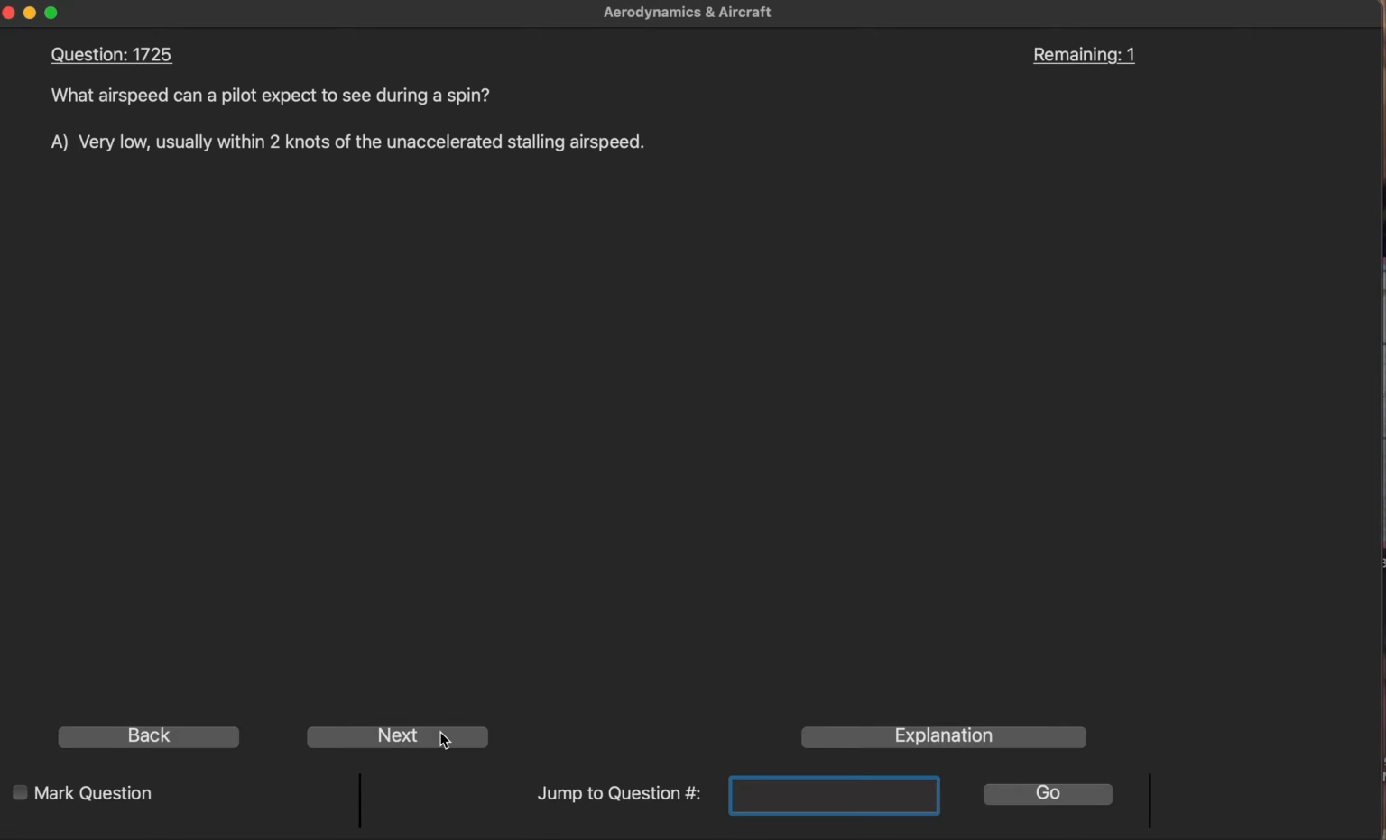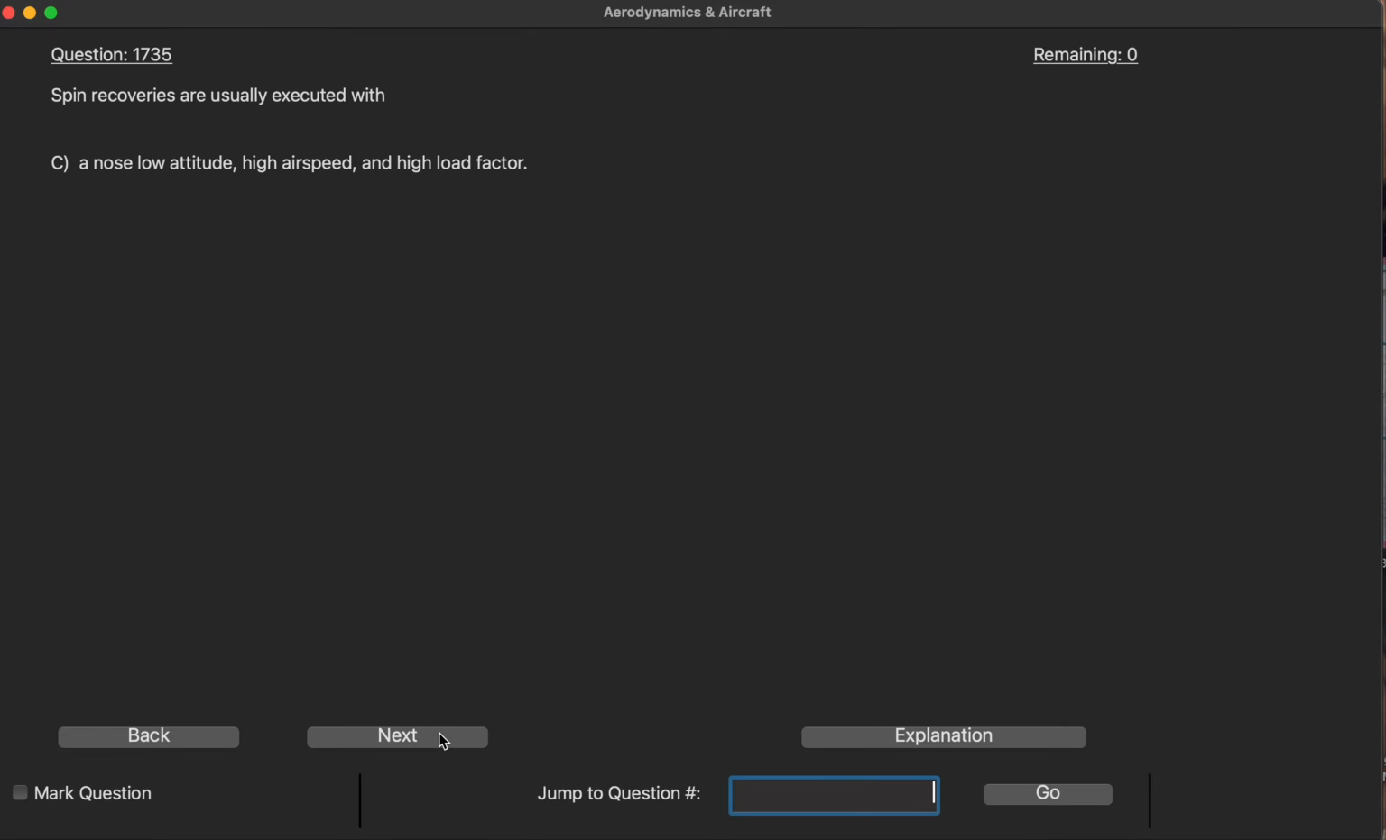What airspeed can a pilot expect to see during a spin? Very low, usually within 2 knots of the unaccelerated stalling speed. Spin recoveries are usually executed with a nose-low attitude, high airspeed, and high load factor.